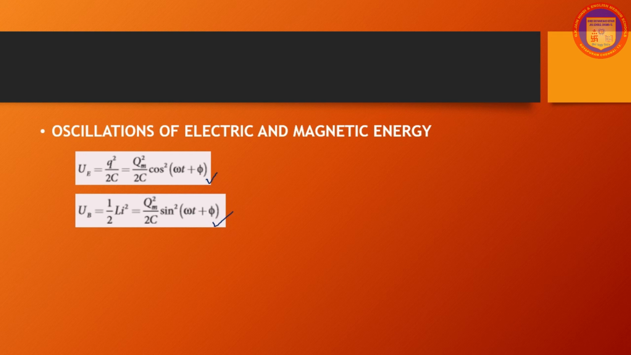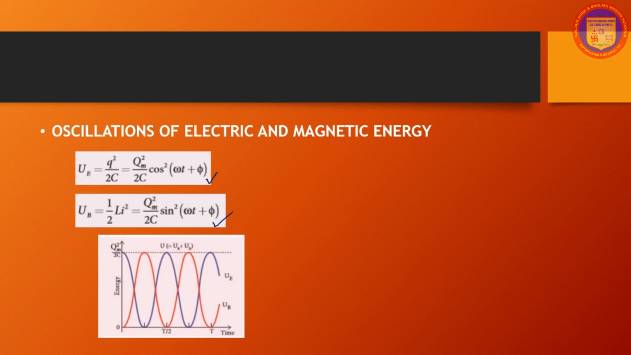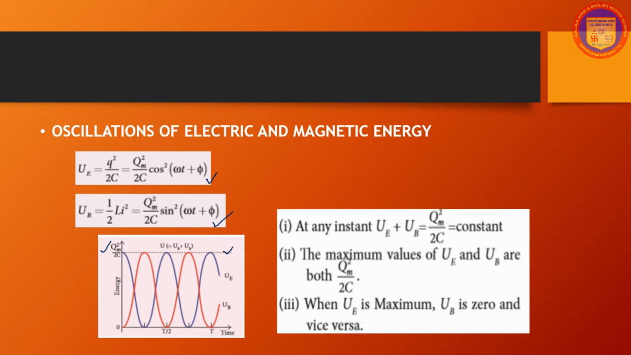If the two energies are plotted in a graph, we will get a graph which is shown here. So it is noted that at any instant UE plus UB is equal to Qm square divided by 2C, which is equal to constant. The maximum values of UE and UB are both equal to Qm square divided by 2C. When UE is maximum, UB is 0 and vice versa.